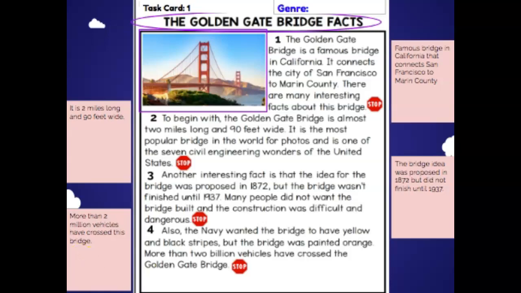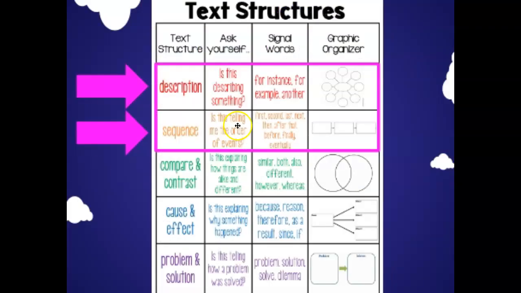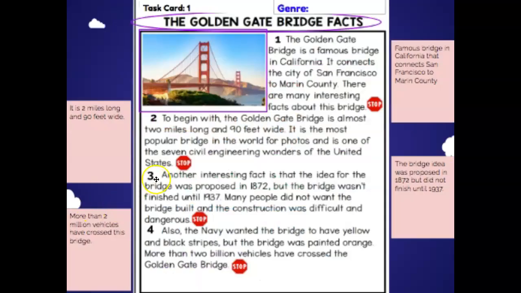So now I'm thinking, were there any keywords that the author used to help me decide if this is description or sequence of events? Go back to this slide here because it has my signal words and I'm looking for any words that the author used. So one of the key words that the author used was the word another. I did not hear the author use any keywords such as first, second, next, or last. So it didn't use any keywords for sequence, but it did use some keywords for description. You can see in paragraph 3 it says the word another. So another interesting fact. So that's one of our keywords.